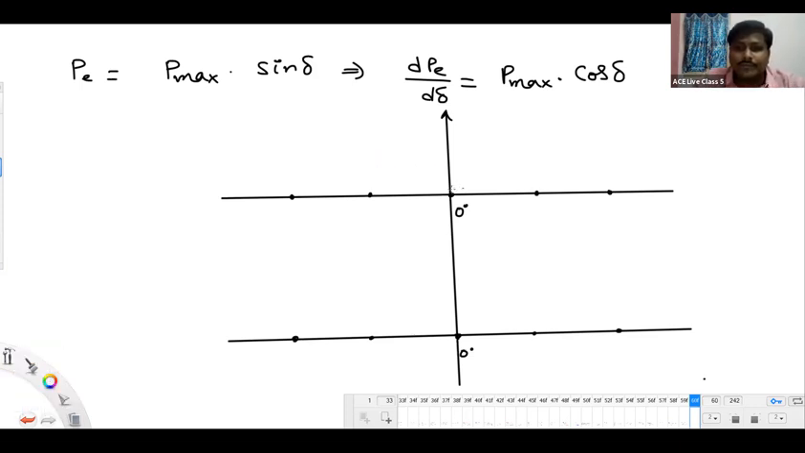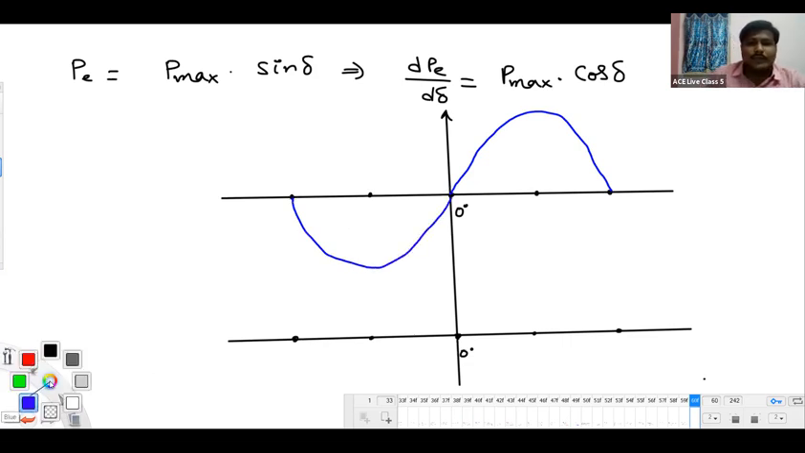Next, the power angle curve. I will be showing it like this. This is a peak, which is P maximum, and this other peak is negative P max.